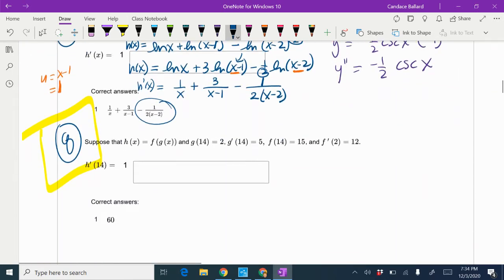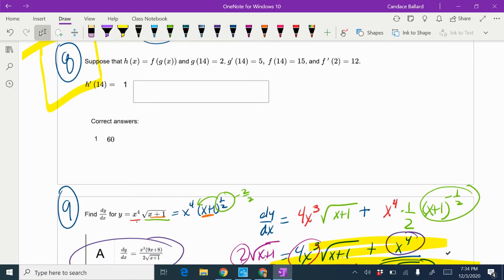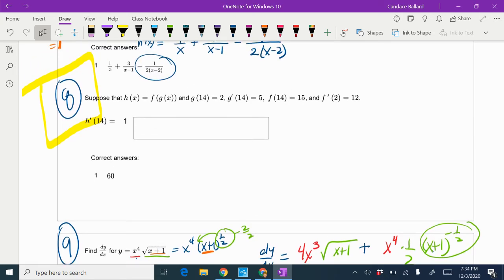All right, let's keep going. Let's look at number 8, the next one. This is actually a really good one. There are actually 2 of this type in here. So it's saying, suppose that h of x equals that. We're supposed to find h prime of 14.